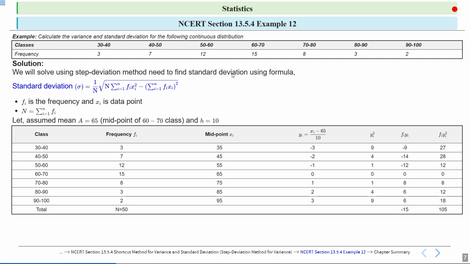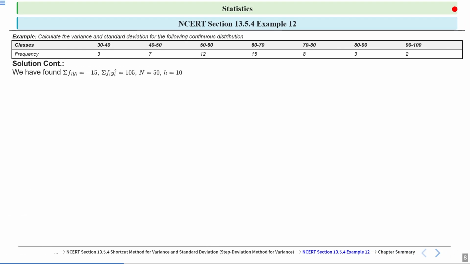These values give us the totals: n equals 50, the sum of fi times yi is minus 15, and the sum of fi times yi square is 105. These values will be used in the next steps of our calculation. So we have the sum of fi times yi as minus 15, the sum of fi times yi square equal to 105, the total frequency n is 50, and the class width h is 10.